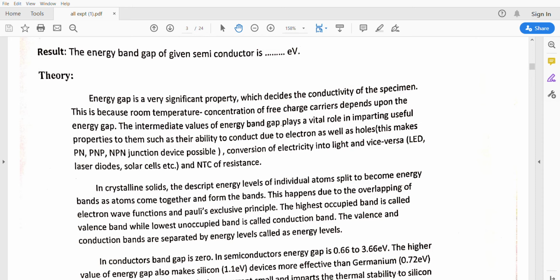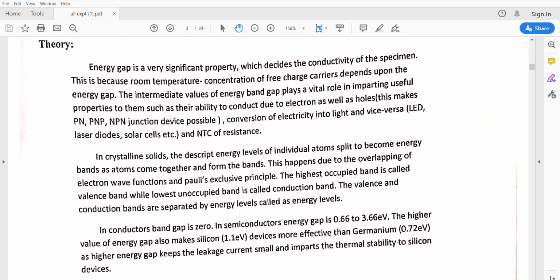Before going to that, we will discuss some theory points here, as we already know. Energy band gap is a significant property which decides the conductivity of the specimen. As we already know, for any material, energy band gap is important. It decides the conductivity of the materials. So as the temperature changes, the concentration of the charges also changes. So the intermediate values of energy band gap play a vital role.